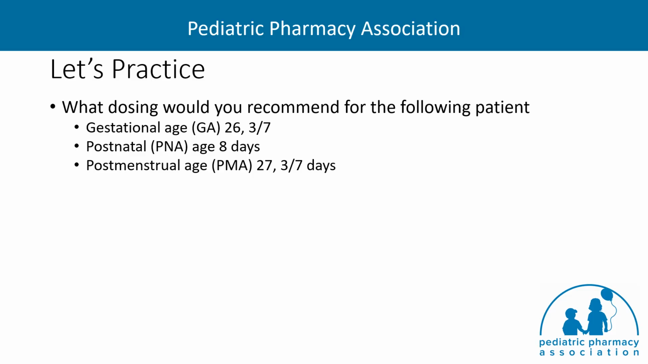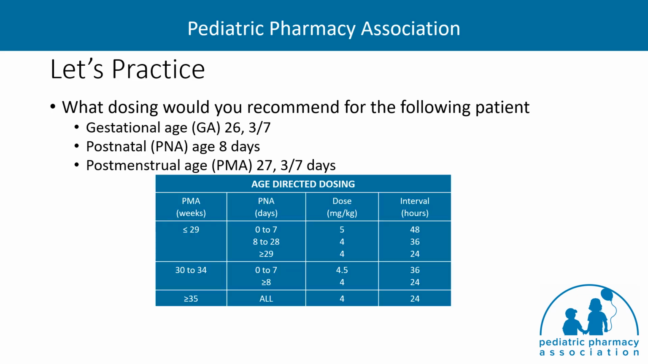You have a patient that has a gestational age of 26 and 3 and is now 8 days old. In this case, the patient was born after gestating for 26 weeks and 3 days and is now 8 days old. So we would have a postmenstrual age of 27 and 3. The age-directed dosing would first stratify the patient based off of postmenstrual age, which is a combination of gestational age and postnatal age. Once that is done, it further delineates the patient based on postnatal age alone. Then you're able to select the appropriate dosing, which in this case would be 4 milligrams per kilo every 36 hours.